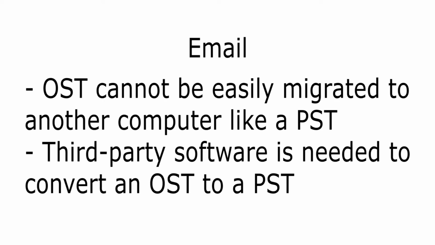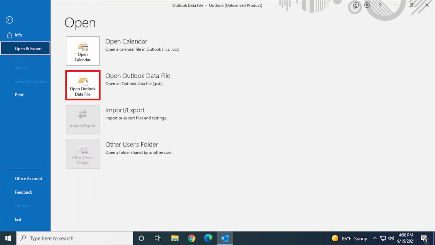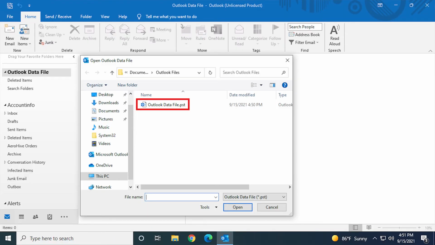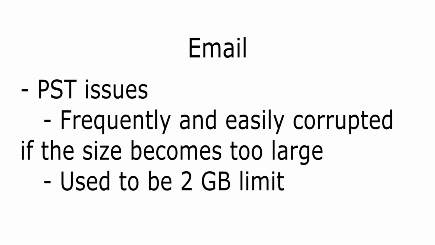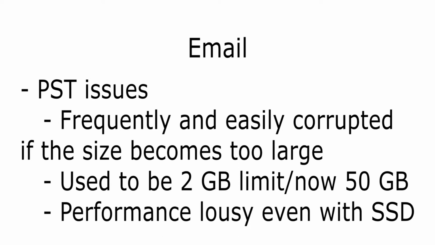Then you could simply click on File, Open and Export, open Outlook data file, grab the PST file in question, and then drag and drop the contents as needed. Another issue with PSTs is how frequently and easily they can become corrupted if the size becomes too large. There used to be a 2 GB size limit in older versions of Outlook, but now it claims to support up to 50 GB. However, the performance of a 50 GB PST file would be lousy even on an SSD drive.